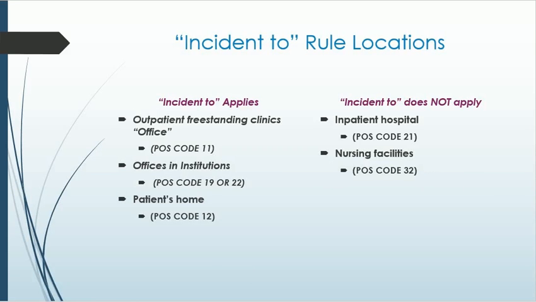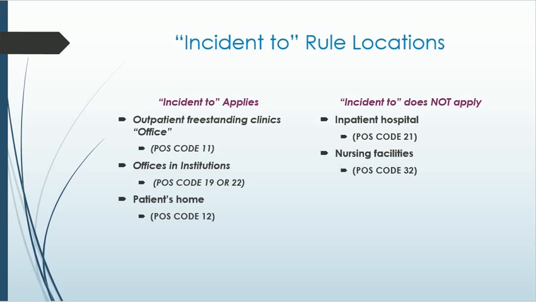Services provided incident to are also limited by the location or setting where the service occurs. Valid locations are outpatient freestanding clinics, which would bill with place of service code 11, offices in institutions, which bill with either a place of service code 19 or 22, and in certain cases, a patient's home, which is billed with place of service code 12 on the claim form. Incident to rules do not apply to patients who are currently in an inpatient or outpatient hospital stay or to residents in a nursing facility.